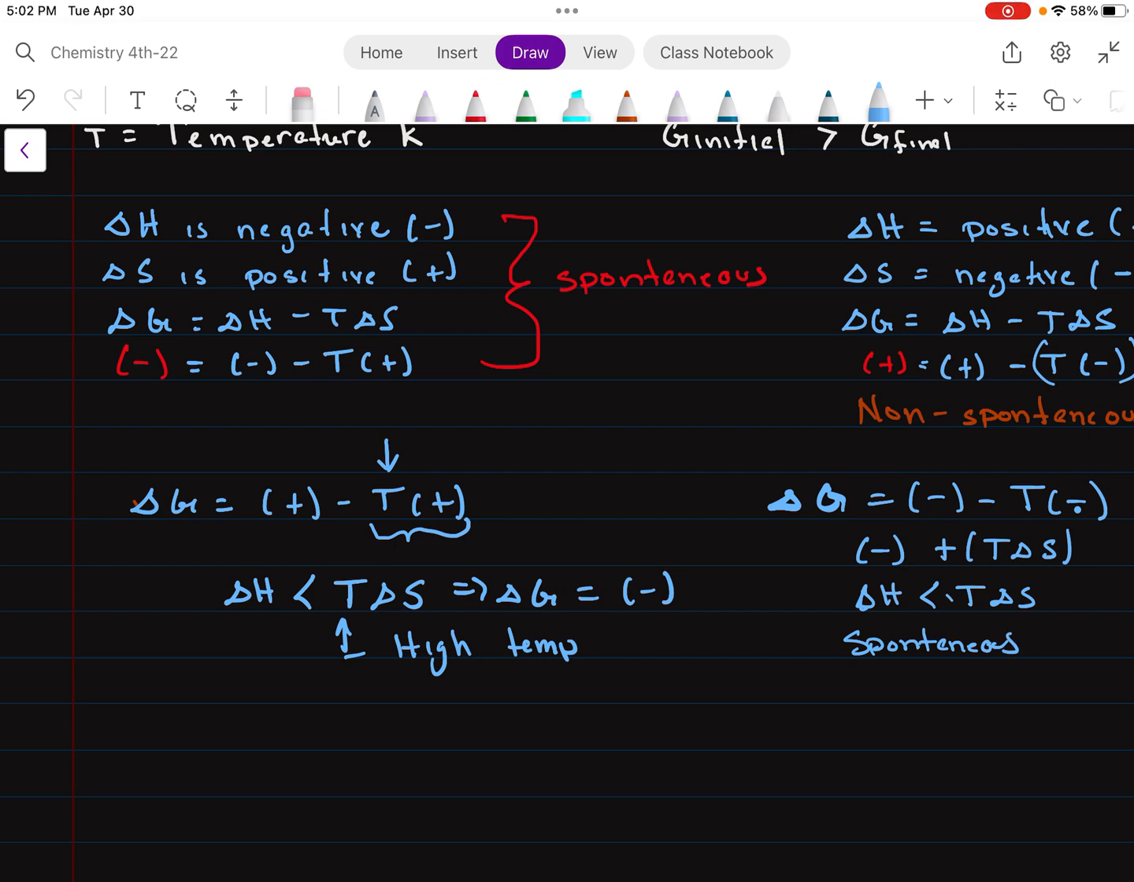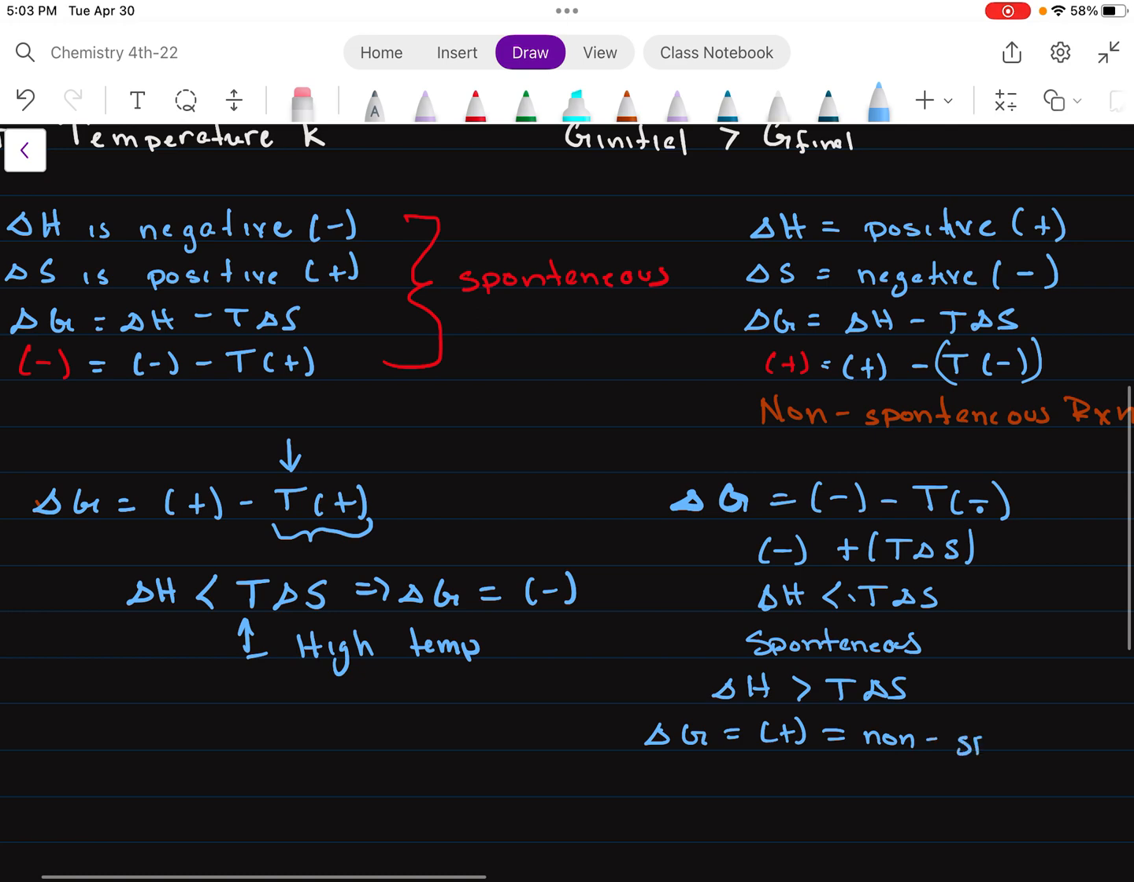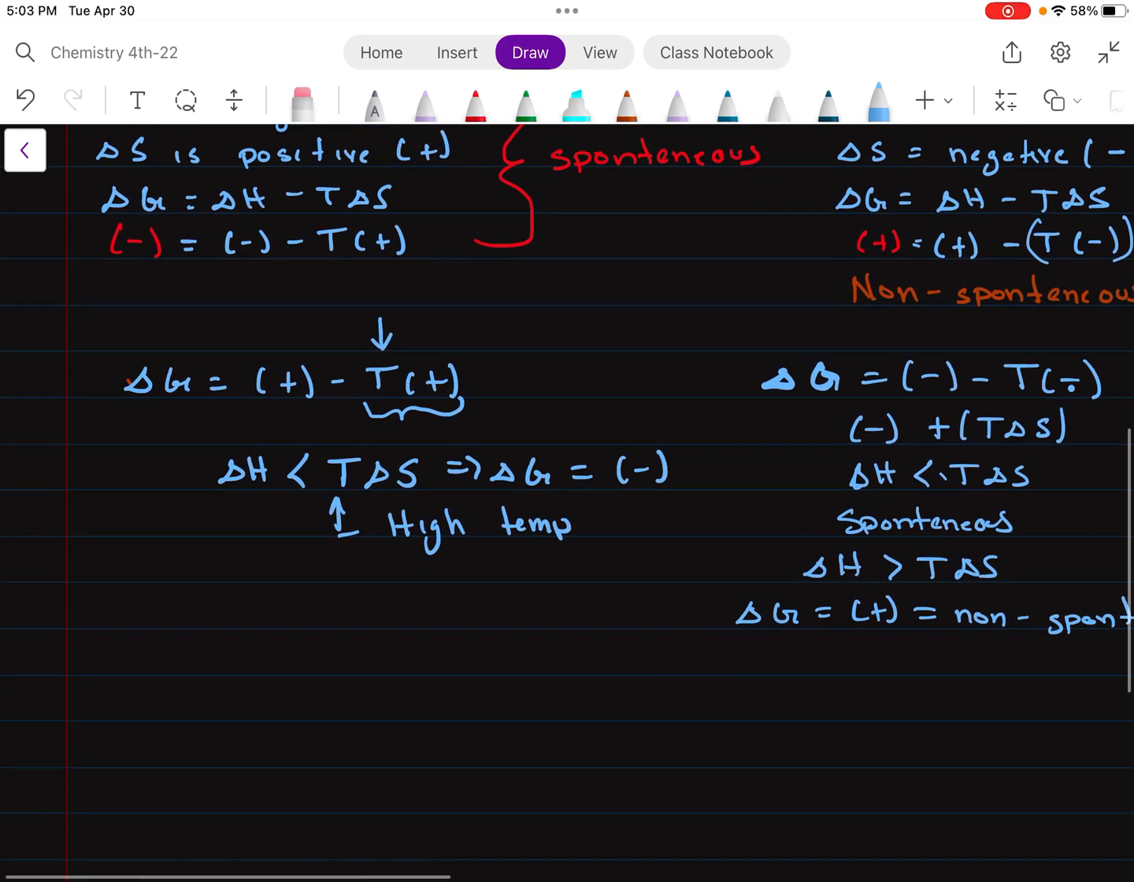And just the reverse is true. If the T is not big enough and it ends up that delta H is actually bigger than the T delta S, then your delta G becomes positive, which makes it non-spontaneous. So we have to pay attention to that kind of stuff. Now, most of the time, you're going to actually calculate this out, so you'll know whether or not you got a delta G, positive or negative.